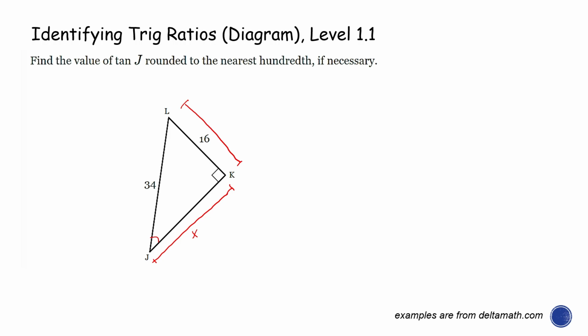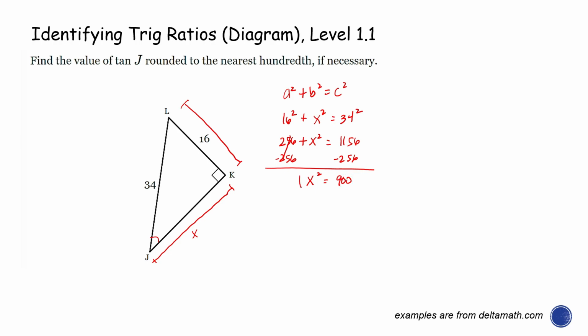The first thing we need to do here is solve for x, just like what we did in the previous example, using the Pythagorean theorem. So that's a squared plus b squared equals c squared. A is our opposite side, which in this case is 16 squared. B, which is our adjacent side, this time is going to be x, and c is 34 squared. Now 16 squared equals 256. 34 squared is 1156. So subtracting 256 on both sides gives us 900. Then find the square root of 900, that gives us 30.